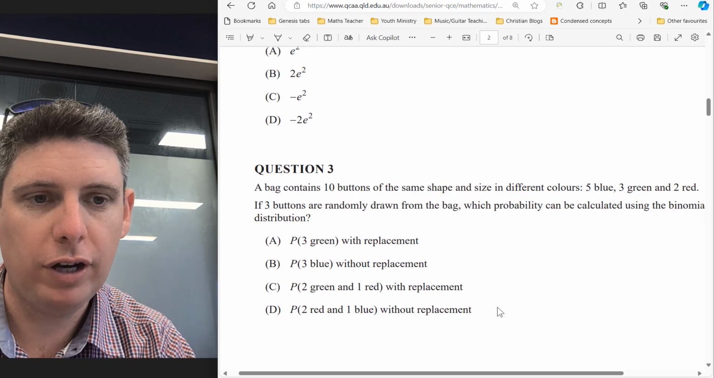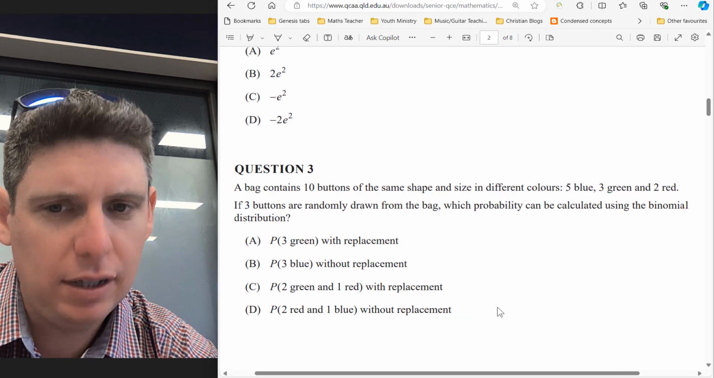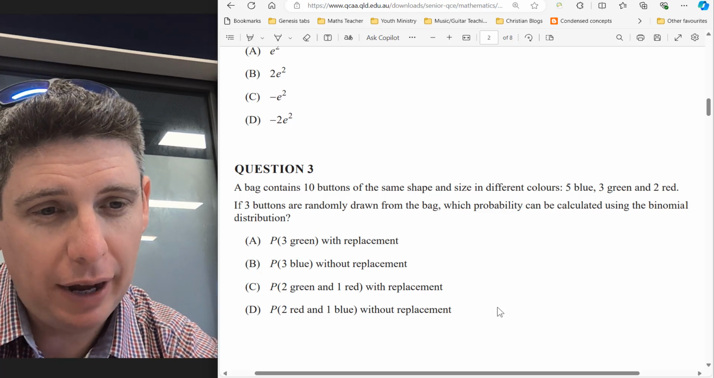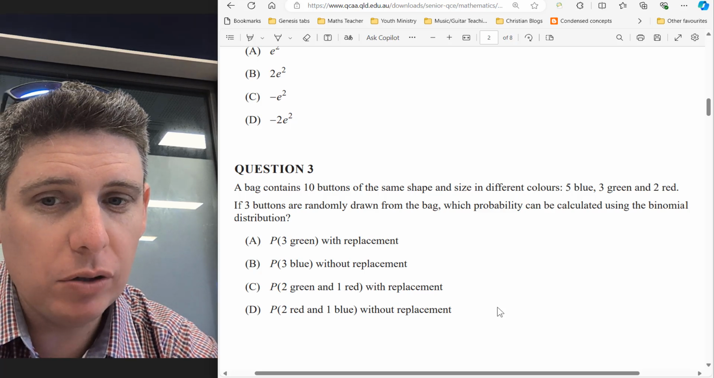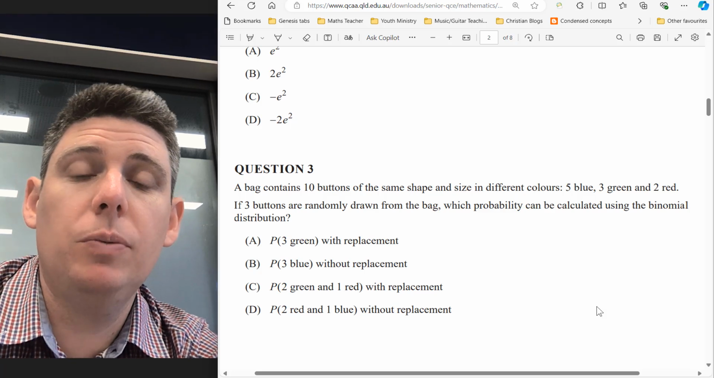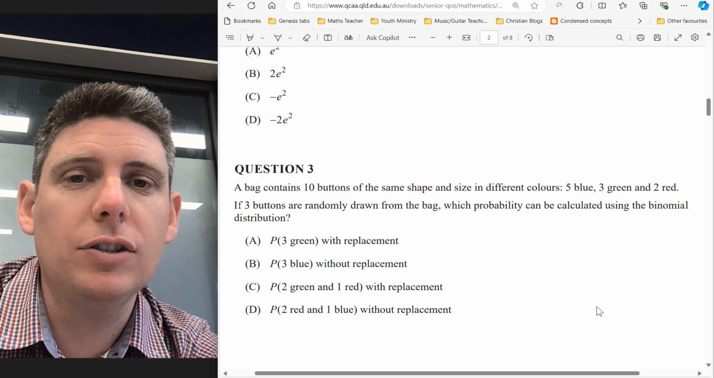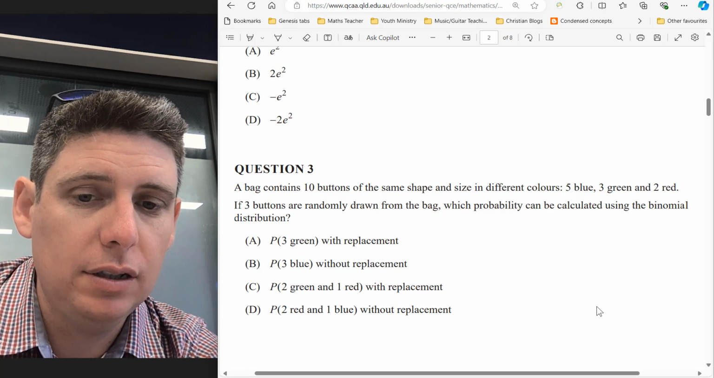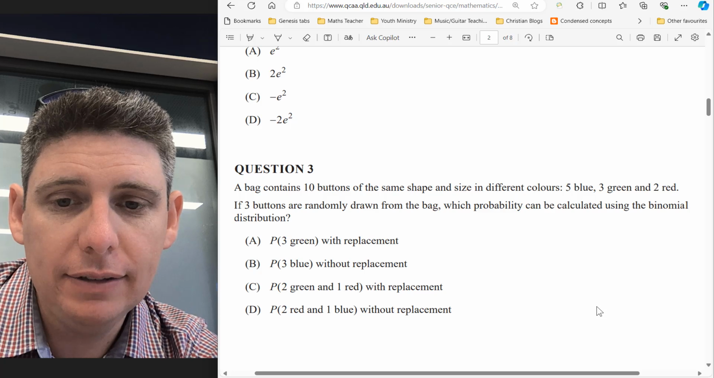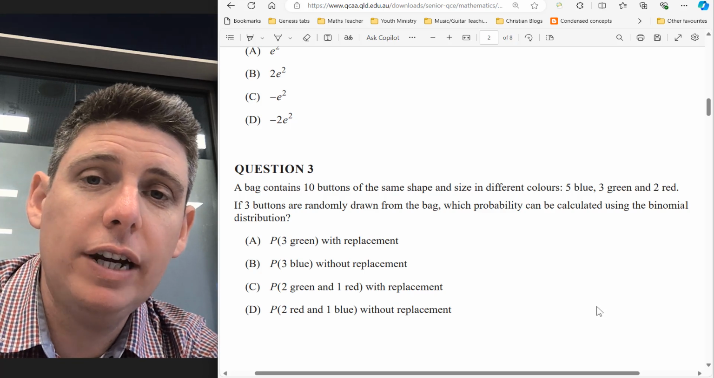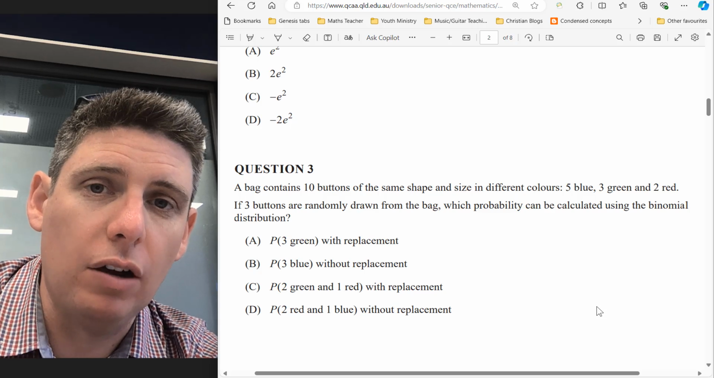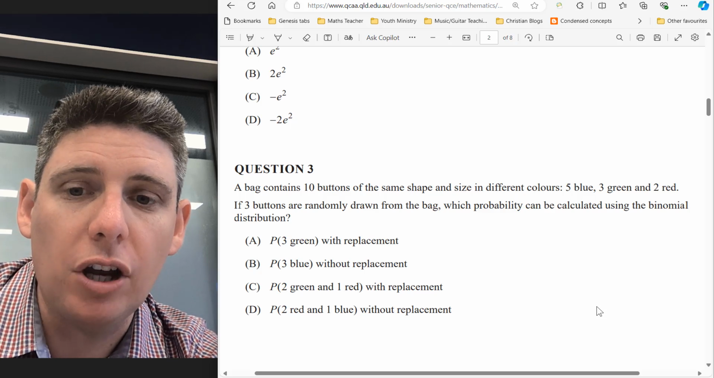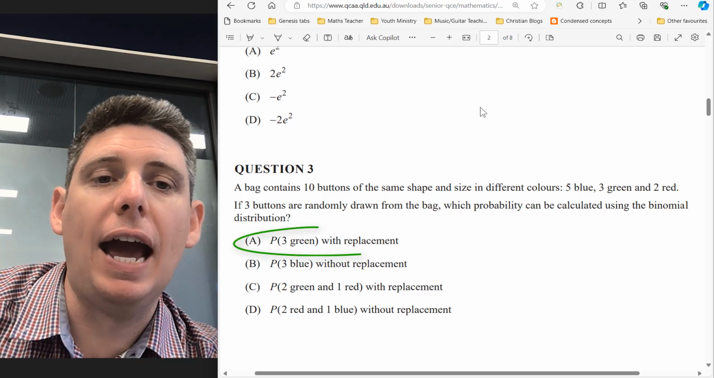Alright, question 3. A bag containing buttons. So if 3 buttons are randomly drawn from the bag, which probability can be calculated using the binomial distribution? So binomial distribution is repeated independent trials. So without replacement is not repeated. So it has to be either A or C. And because A has 3 green, it's a repeated trial. So we're picking a green, and then a green, and then a green. So that's binomial distribution. So the answer is 3A.